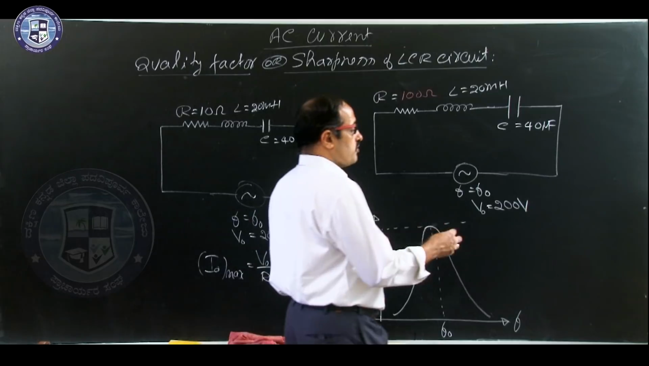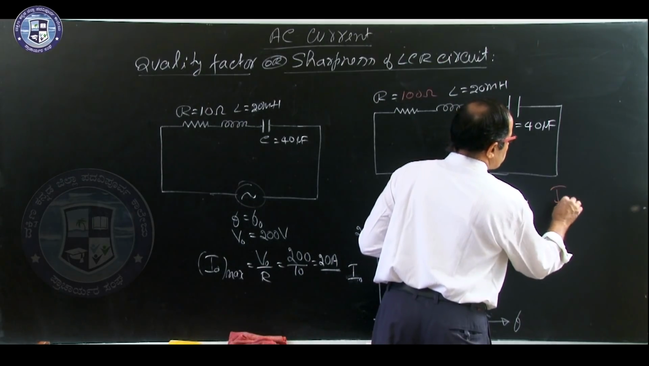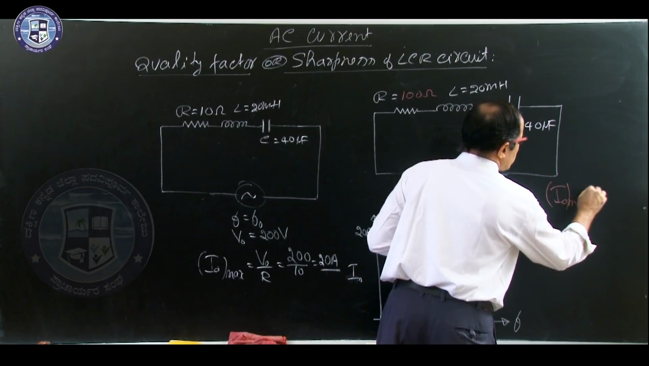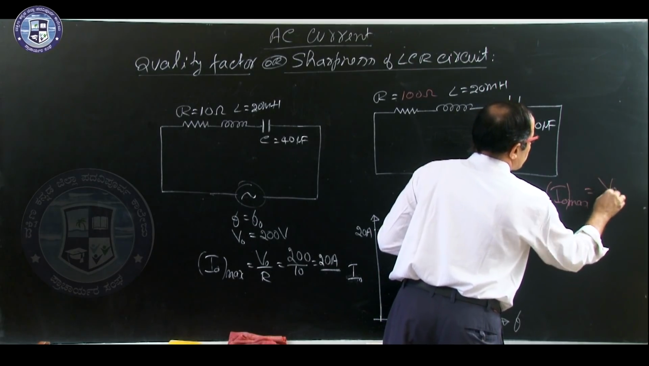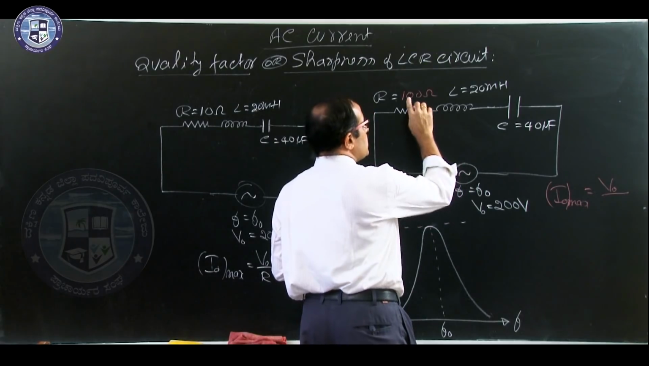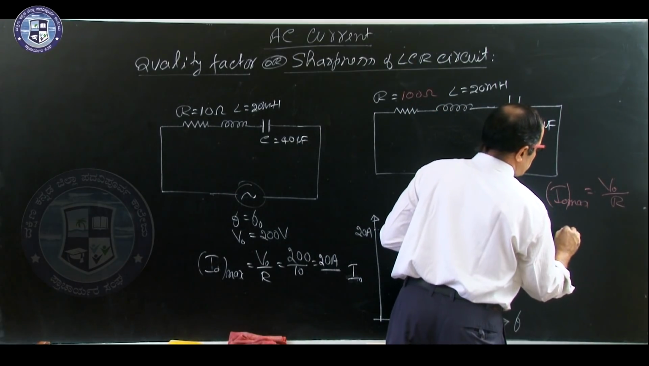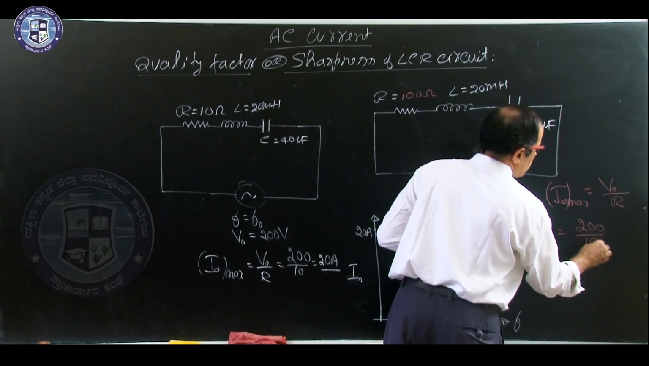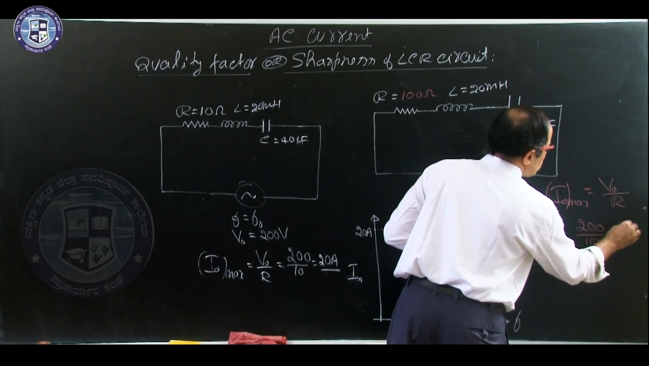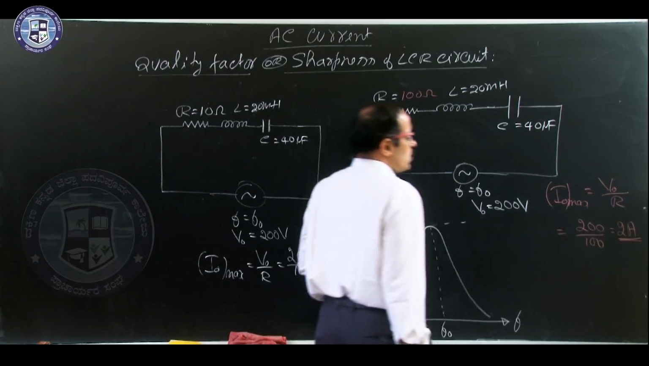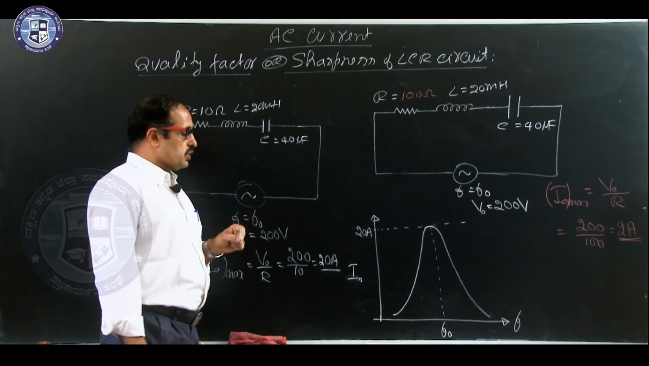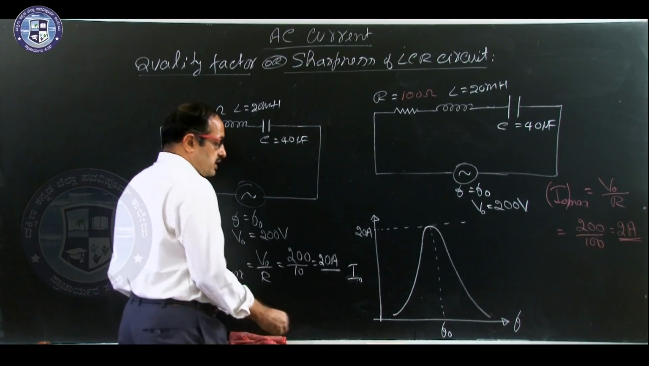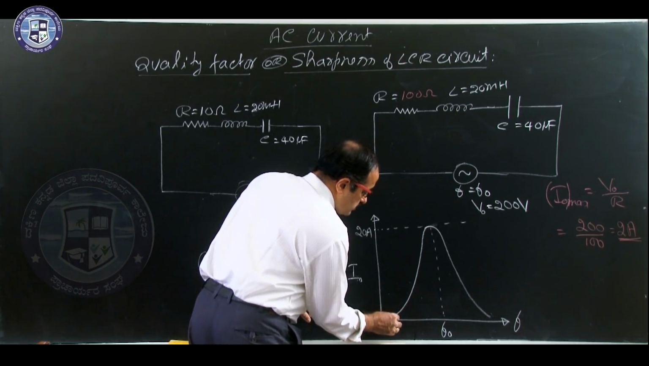So, in this case I naught maximum is equal to V naught by Z minimum. What is Z minimum? R at resonance. What is V naught? 200 by 100, is it not 2 ampere? So, highest current at resonance is just 2 ampere, and if you plot the graph it will be like this.